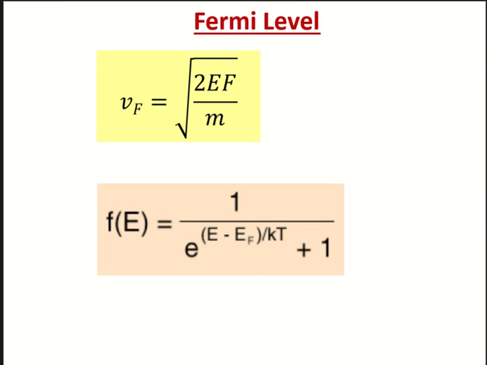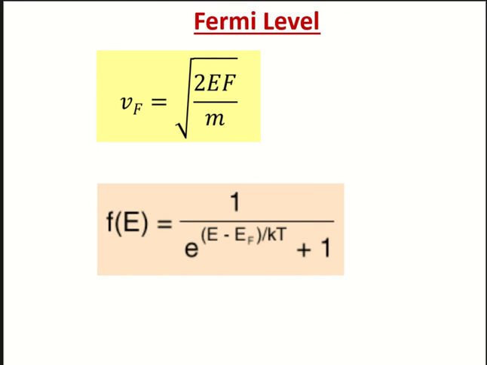Sorry, this will be a subscript. Simply, you equate the kinetic energy, half m v squared, to the Fermi energy, and so v squared will be equal to 2E_F over m, so v is the square root of 2E_F over m, like this. We give a subscript F here for Fermi. So electrons in the Fermi level will have this velocity.